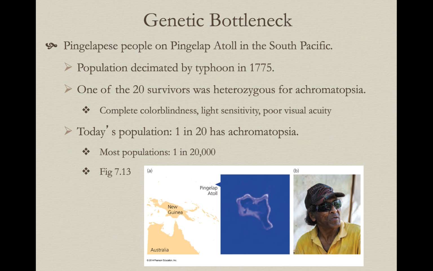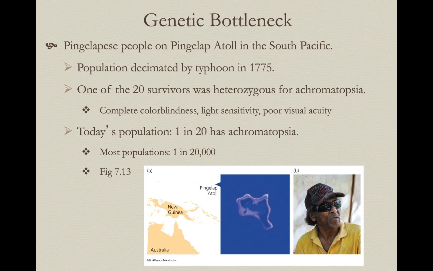So let me give an example of that. On this island northeast of New Guinea, Pingelap Atoll, the people that lived on this island in 1775, the population was decimated by a typhoon. And typhoon is basically the same thing as a hurricane, different part of the world, they call them different things. Well, 20 survivors of this storm, and one of them was heterozygous for achromatopsia. What this is, it's associated with complete color blindness. It also leads to light sensitivity and poor visual acuity. So we're not talking about something that is selectively advantageous. This is not an adaptation if you're living on this island.